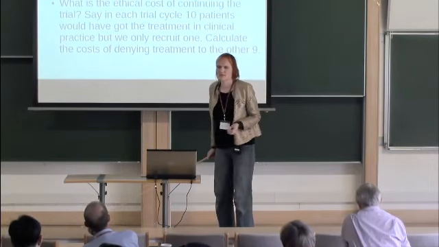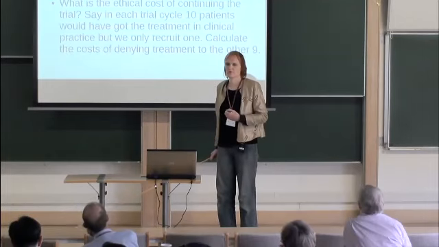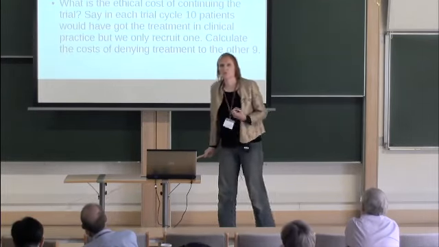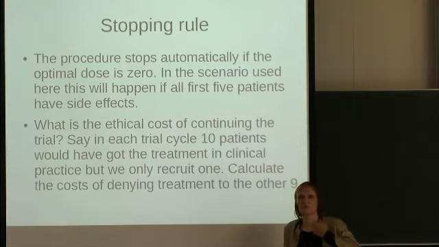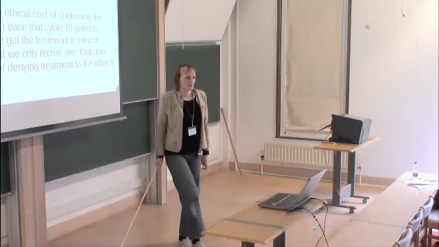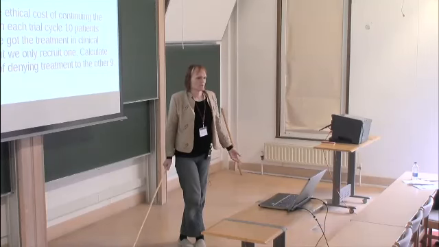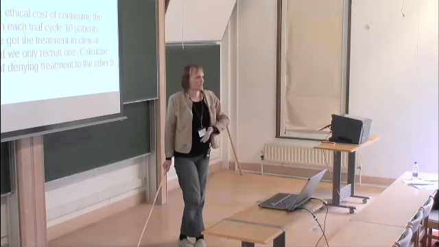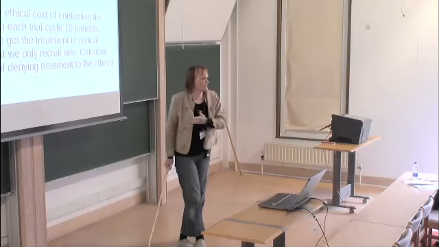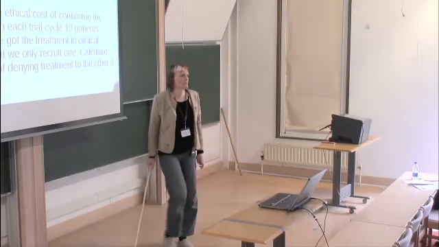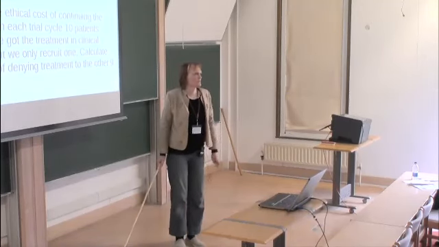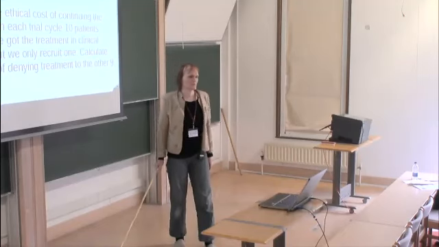Stopping rule. The procedure automatically stops if the optimal dose is 0. If one were to use this method with discrete dose levels, as one in practice often does, whereas the work I've presented here was based on continuous dose levels, then this stopping rule will be triggered more often, simply because it will trigger as soon as the 0 dose is better than the lower dose. But what often happens if you have a lot of toxicities is that it will not stop, but will just be looking for some optimal dose that is very close to 0.